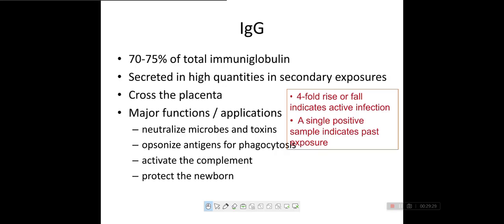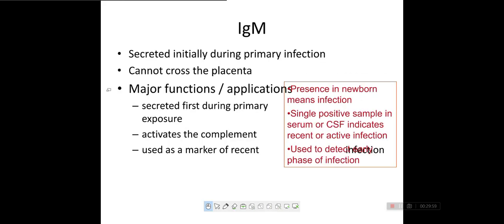IgG makes up 70 to 75% of total immunoglobulin and is secreted in high quantities in secondary exposure. It is the only type of immunoglobulin that crosses the placenta, and it is present before birth in a child. Major functions: neutralize microbes and toxins, opsonize antigen for phagocytosis, activate the complement system, and protect the newborn.